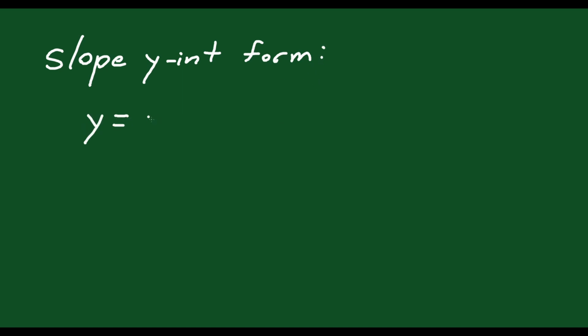So far, we've only discussed the slope y-intercept form, and let me actually write this out. Slope y-intercept form. Just a refresher, that means we're talking about y equals mx plus b. But there are also other forms that we can write linear equations in that we haven't discussed yet.